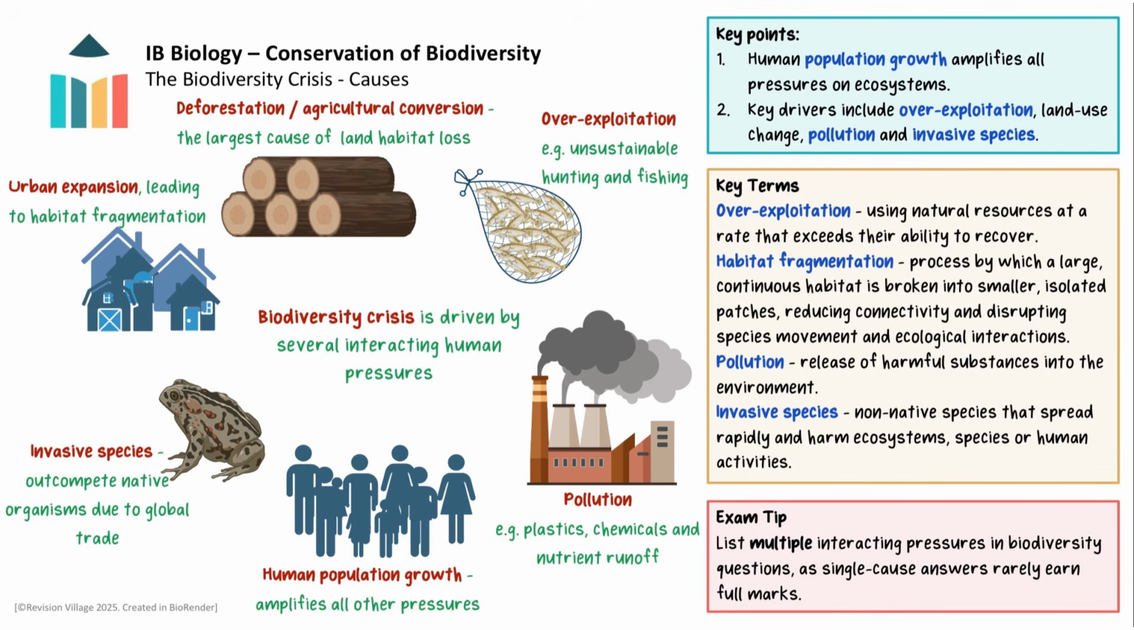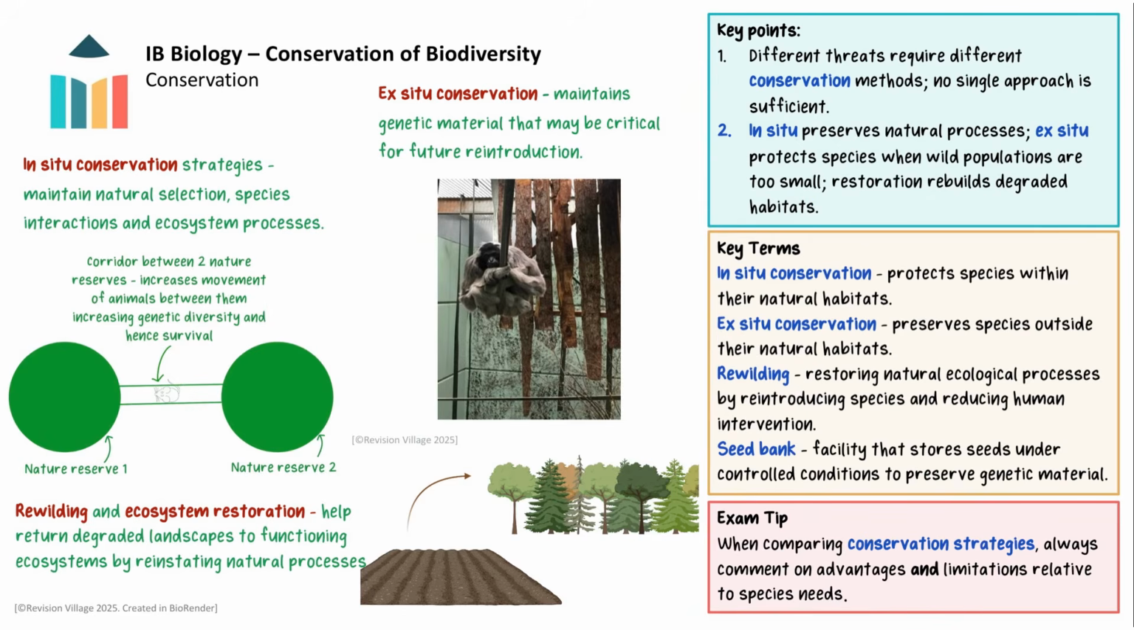These factors rarely act alone. Ecosystems experience them simultaneously, which accelerates decline. Because threats occur at multiple levels, conservation must be multi-layered. In situ conservation protects species within their natural habitats through national parks, reserves, and ecological corridors. These strategies maintain natural selection, species interactions, and ecosystem processes.